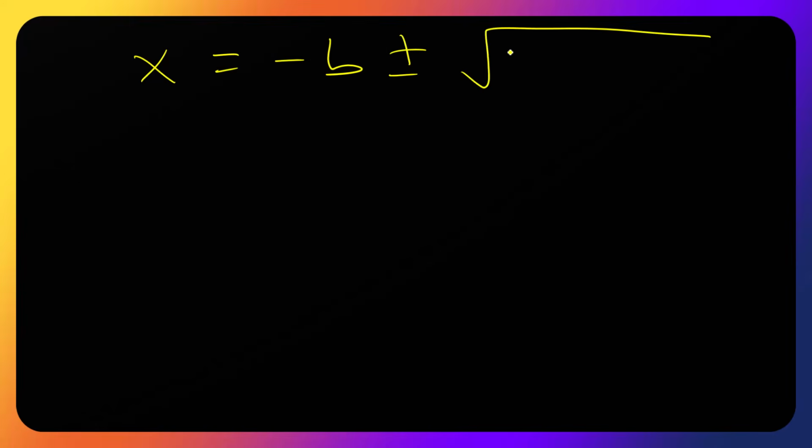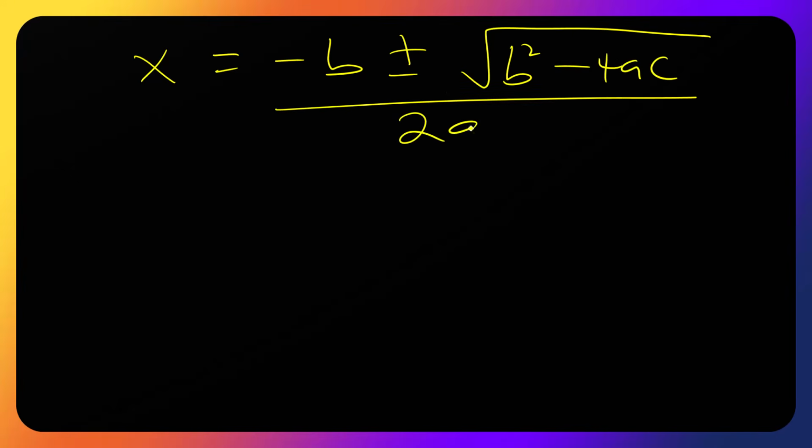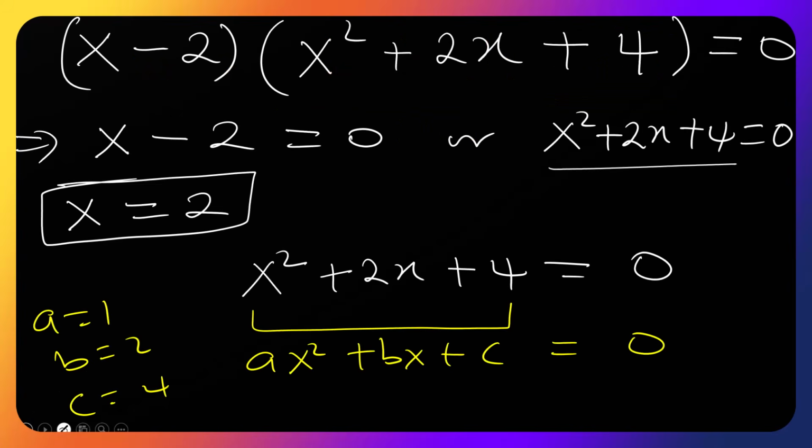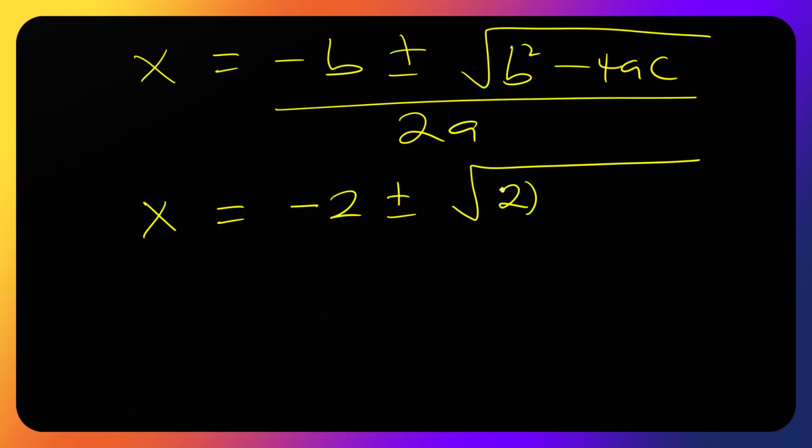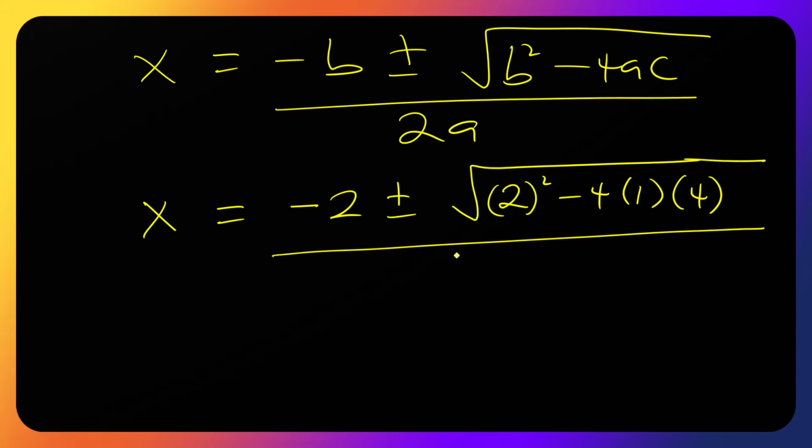I prefer using the almighty formula. So x equals minus b plus or minus the square root of b squared minus 4ac, on 2a. With this, we have 1, 2, 4. So we have minus 2 plus or minus the square root of 2 squared minus 4 times 1 times 4, on 2 times 1 here.